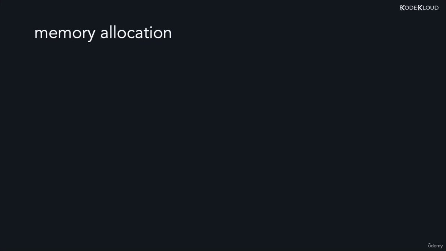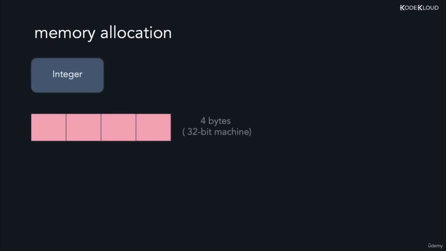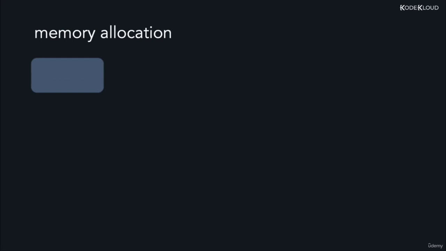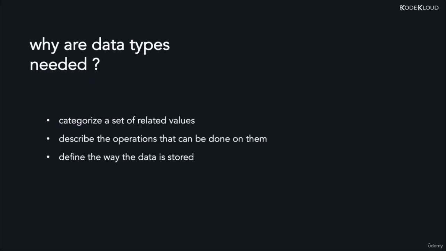For example, when you say you need to store data of integer type, 4 bytes or 8 bytes of memory is allocated to it, depending on the kind of machine. While if the data type is a Boolean, just 1 byte is allocated for it. Hence, we need data types to get the information for memory allocation.